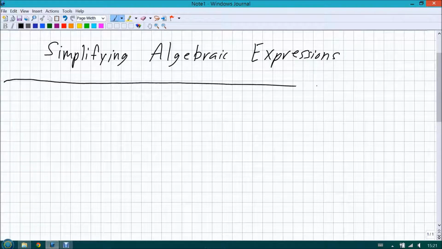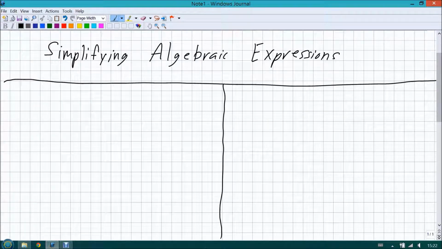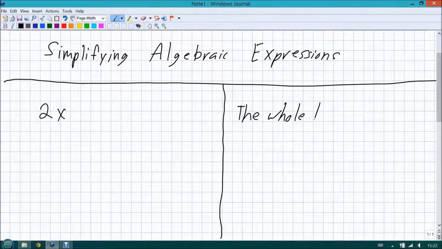So let's go ahead and jump straight on into what we are allowed to do and what we are not allowed to do. So the first thing that we need to know of is the parts of the term. For an example, 2x. The whole thing is called a term. 2x, the whole thing is a term.